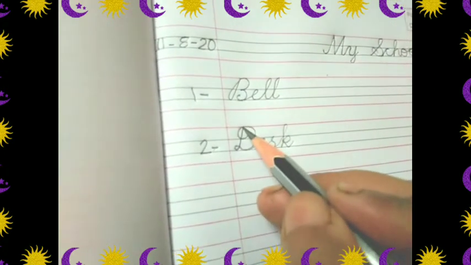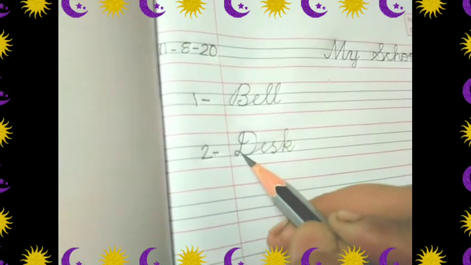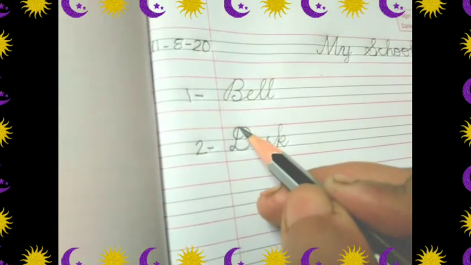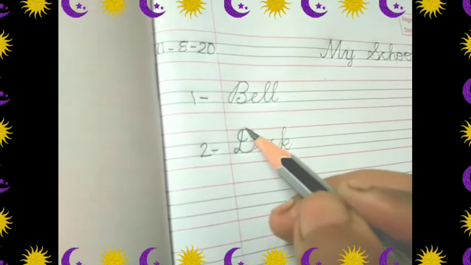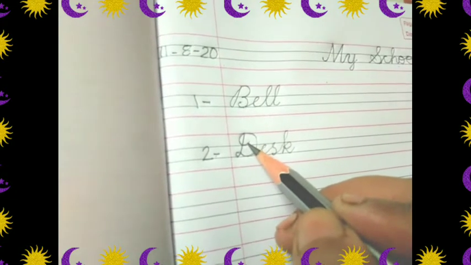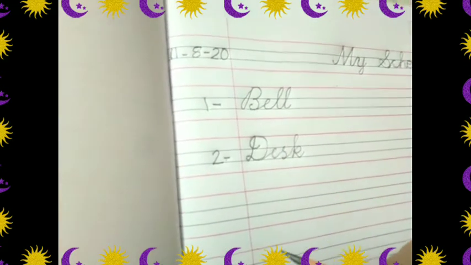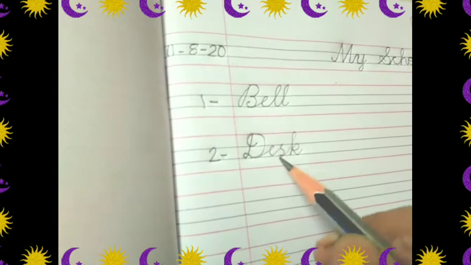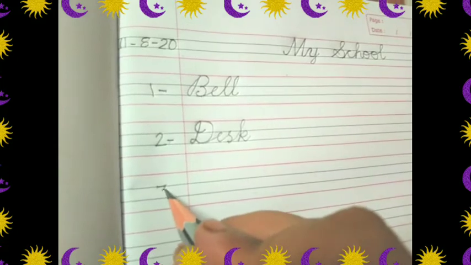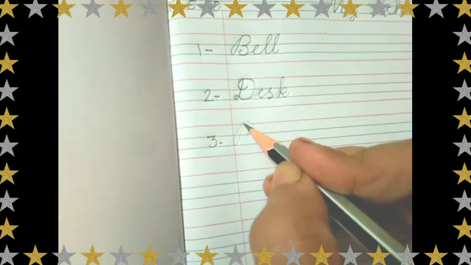How we have written D? Now see, take a slanting line, curve it, set it on the third line, and curve it, take that curved line on the top of the fourth line, and then take that line from outside of the slanting line and touch it on the second line, and little you have to push it up, and this is D. D E S K. Desk. Okay, after desk, write number 3. Now on third number, after desk we will write bench.